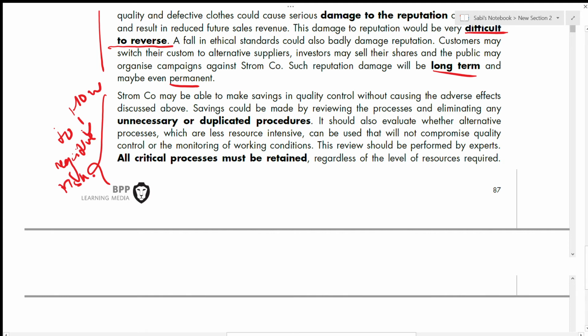The last paragraph. Savings could be made by reviewing the process and eliminating any unnecessary or duplicate procedure. Can you see this? This needs to come from your own knowledge. It might differ from individual to individual. Right? So savings could be made by reviewing the process and eliminating any unnecessary or duplicate procedure.